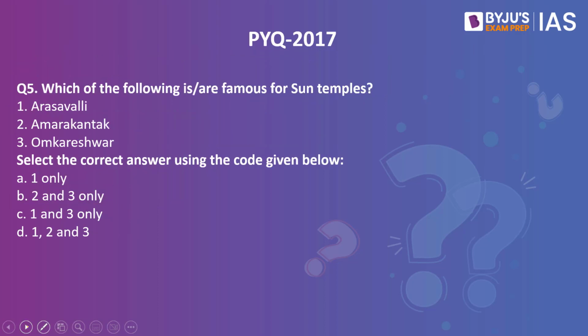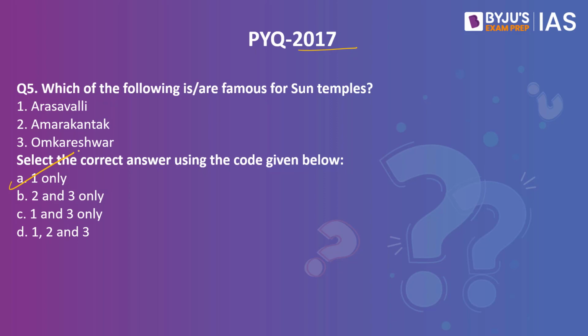Now let us take up a previous year question from Prelims paper 2017. Which of the following is or are famous for sun temples? Number 1, Arasavalli. Number 2, Amarkantak. Number 3, Omkareshwar. Select the correct answer using the code given below. The answer to this question would be A, 1 only.